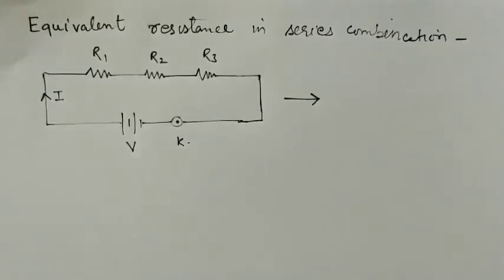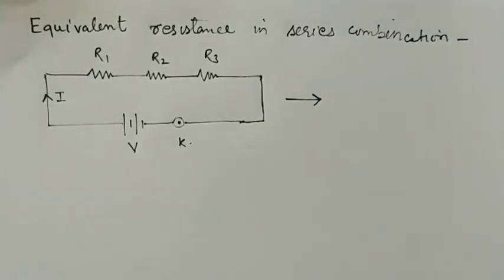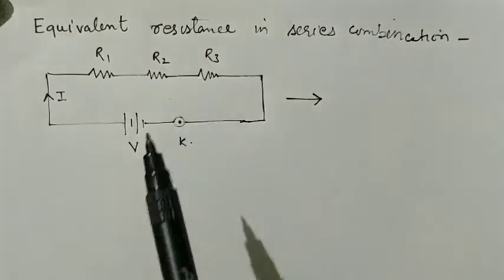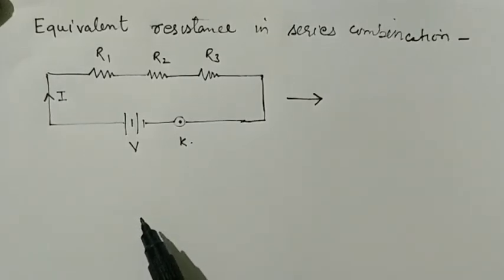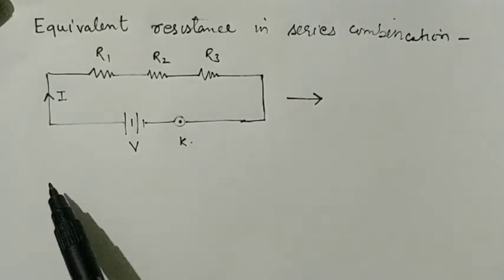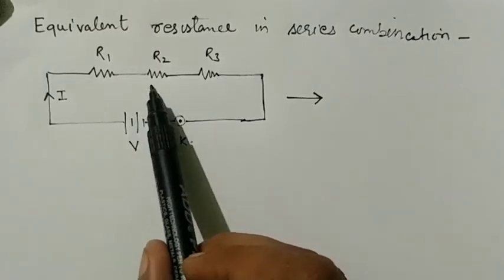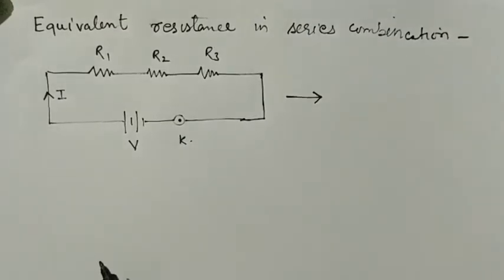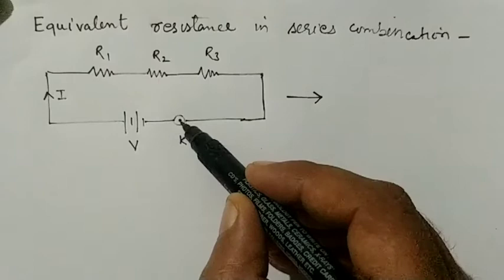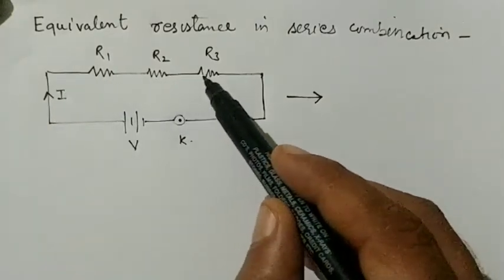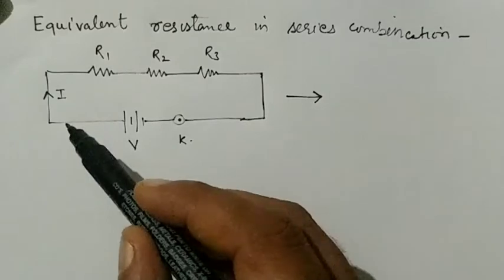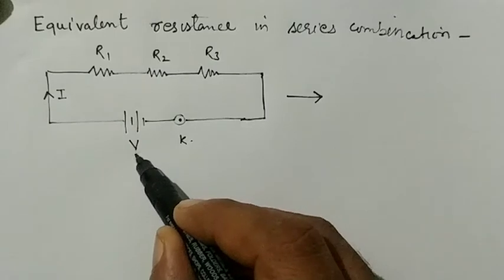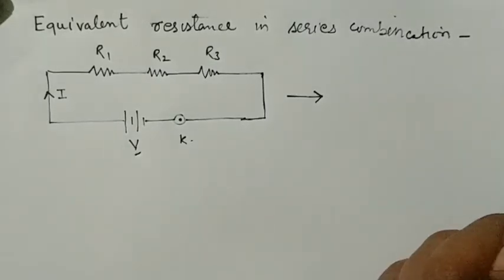In this video we will find out the equivalent resistance in series combination. So I consider R1, R2, R3 are the resistances which are connected in series combination, and these are further connected to the battery through this key. As I close this key, the current starts flowing through these resistances. Let the current be I, and the potential of the battery is capital V.